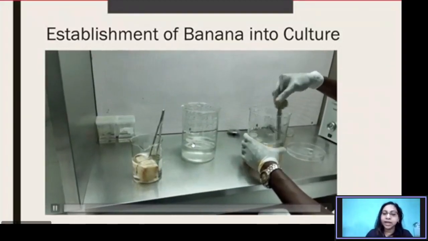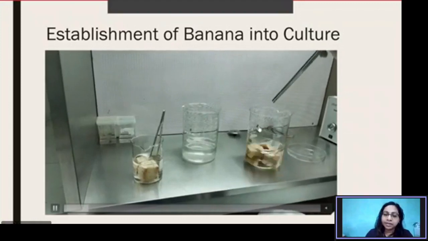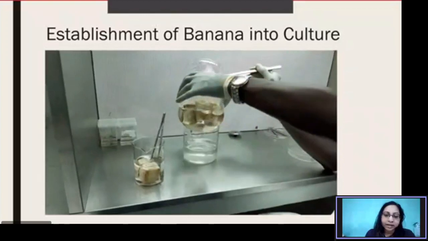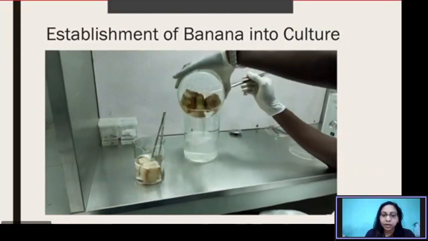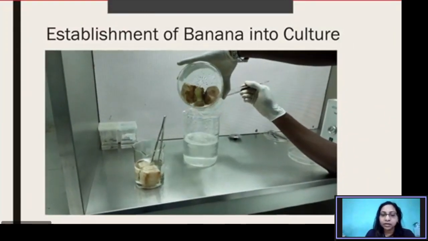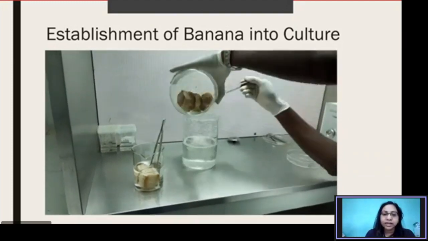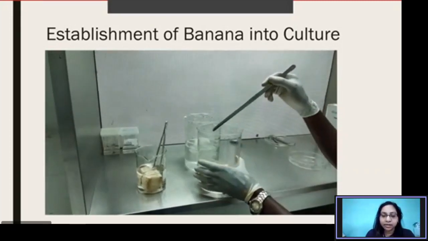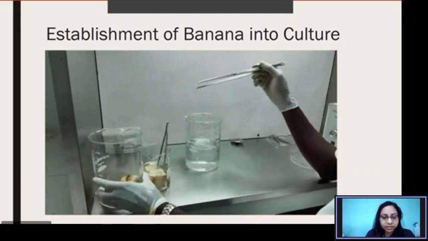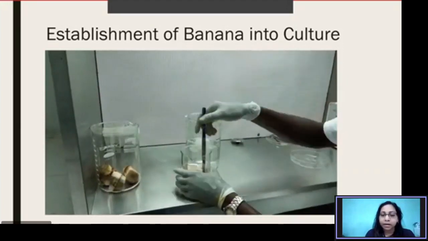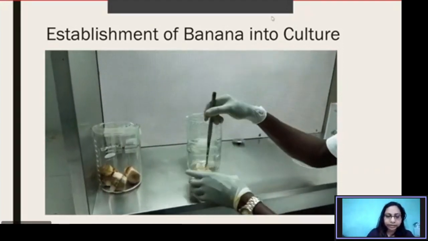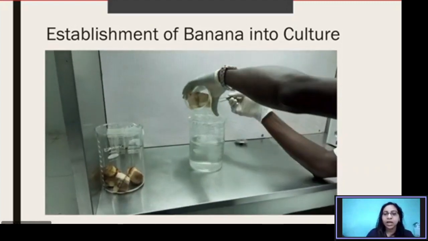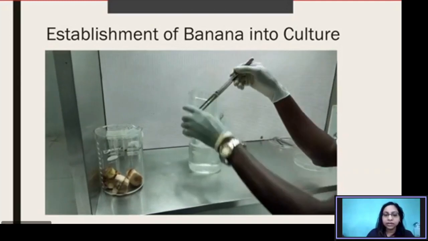Right, so here we have Mr. Jack doing the final stage of banana sterilization. We did bleach and alcohol before. So what you see in here is really the meristem tip of the banana with part of the pseudostem as well as the corm. We are doing 3 final rinses in sterile distilled water. You can see the laminar flow hood in the background.